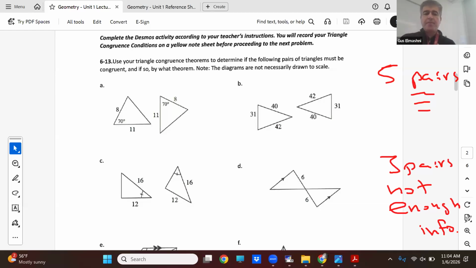Let's look at part A. Let's mark it up. That's the same as that, right? 11 is the same as that. 70 is the same as this.